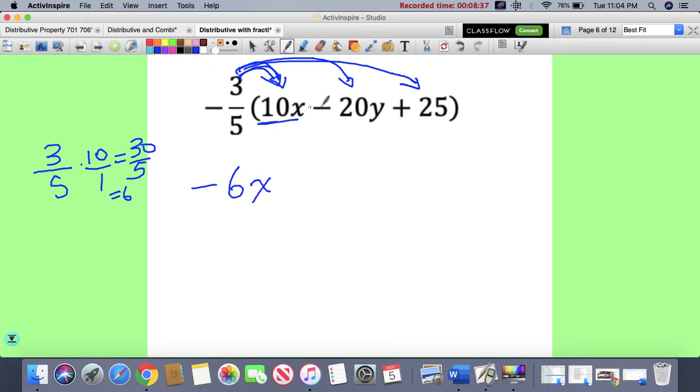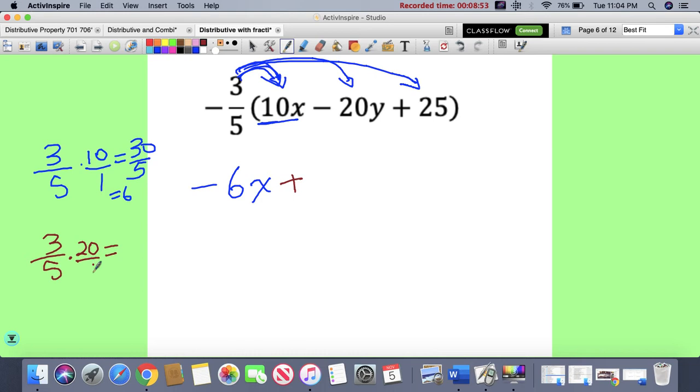Second one, it's a negative times a negative, so that's going to be a positive. And we're multiplying 3/5 times 20. Again, choose your method here. You want to multiply 3 times 20 and then divide it by 5, or 20 divided by 5 and multiply by 3.